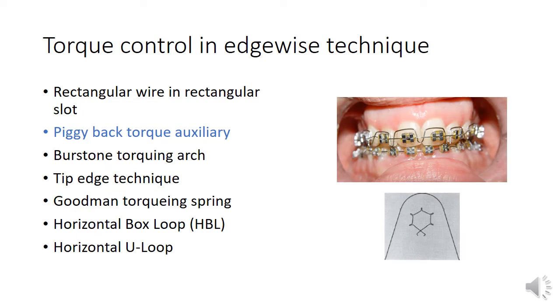The second method to control torque in edgewise appliances is piggyback torquing auxiliary, which can be made of 016 steel round wire with a moment arm of 4 to 5 mm. The auxiliary arch bent into a tight circle initially exerts a couple of force on teeth. One point of this couple is here and to the lingual side, and the other point is pushing the main arch to the labial side here.